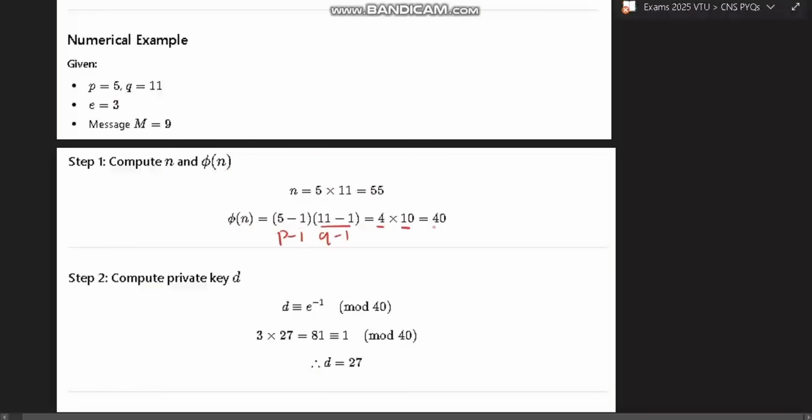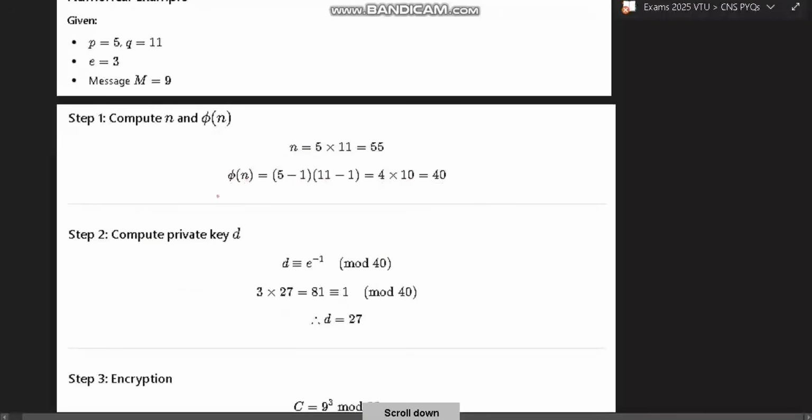Next, we have to compute the private key d. How do we compute it? d is equal to e inverse mod phi of n, and phi of n is 40, so we take mod 40. E value is 3, so 3 inverse is nothing but 1 by 3. If we shift the 3 over, it becomes 3 into d, so 3 into d is equal to 1 mod 40.